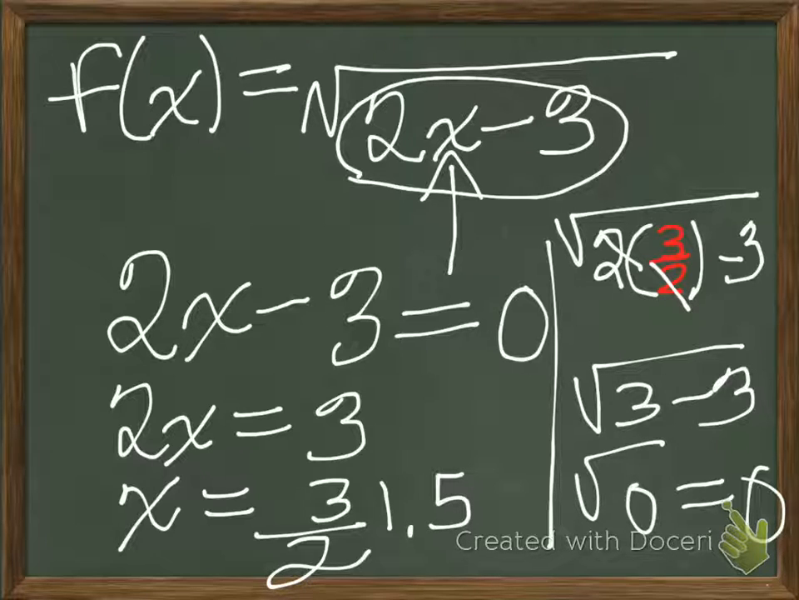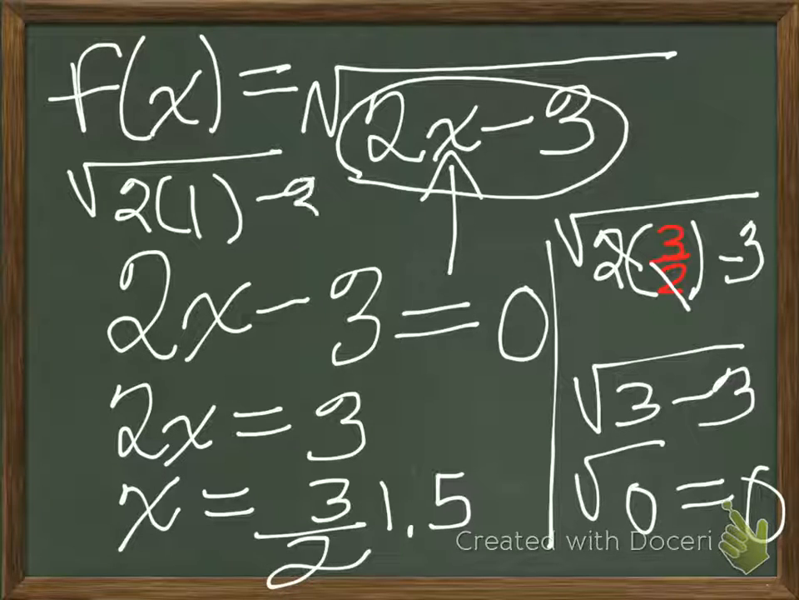Any number, I'm sorry, smaller than 3 halves. Let's say 1. If I plug in a 1 here, now I have the square root of 2 times 1 minus 3. Well, as you can see, that's 2 minus 3, that's negative 1. And the square root of negative 1 is an imaginary number, right? It's i, but that's a whole other subject. We're just working with real numbers right now.